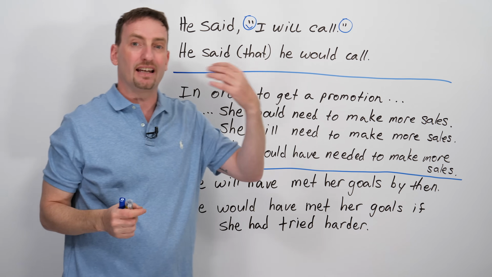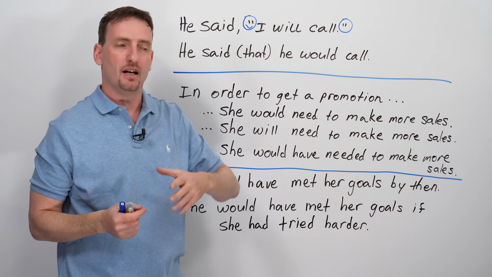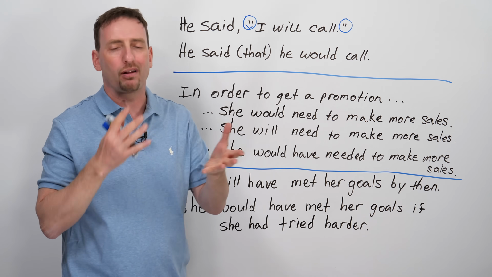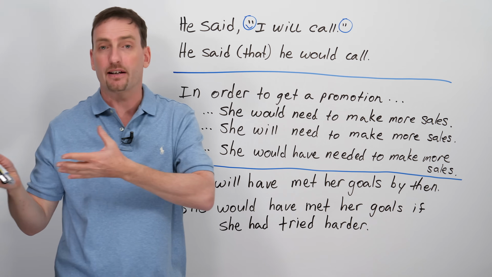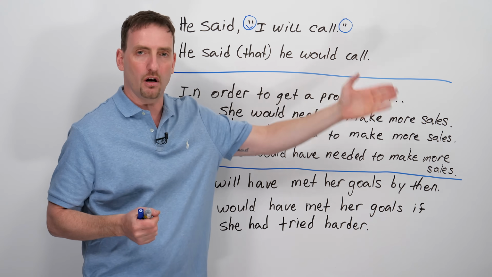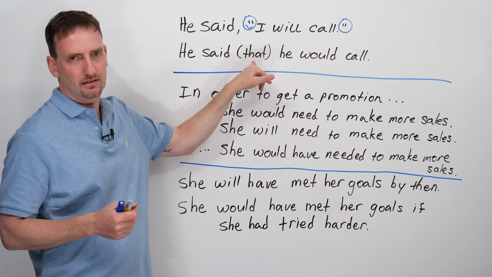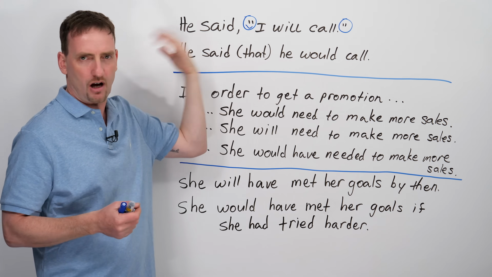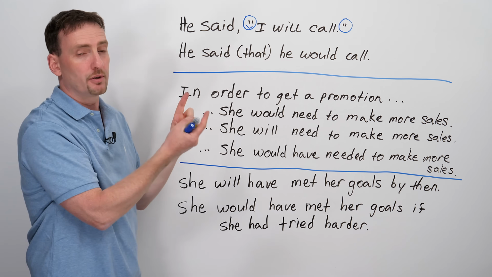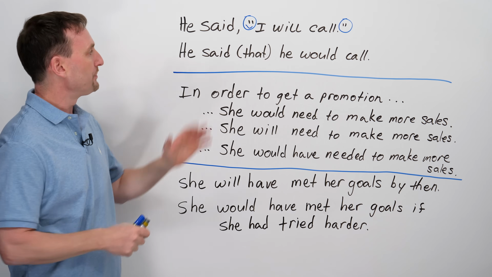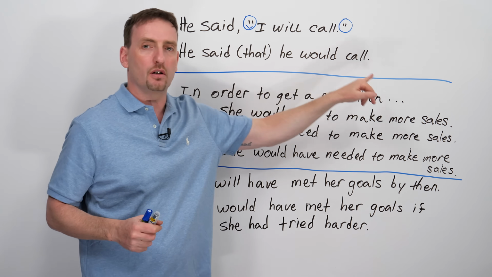Then there is indirect reported speech. So this person said the words to me, and I'm more or less paraphrasing to the next person. So I would say, he said (that) he would call. Now that, because technically this is a noun clause, but most people just drop that. You don't need it. That's why I put it in brackets. You can put it, you can take it out, both okay. He said he would call.